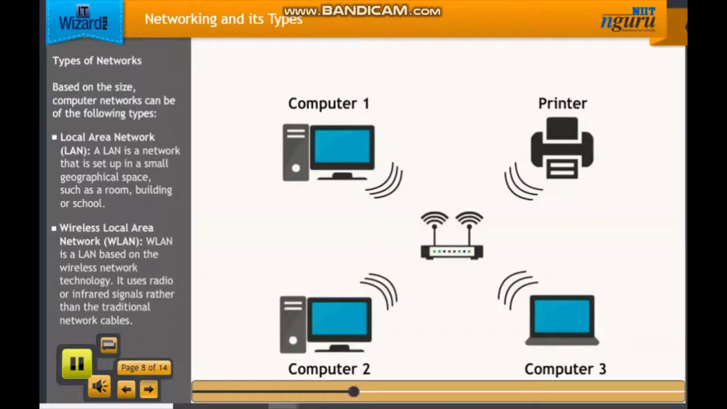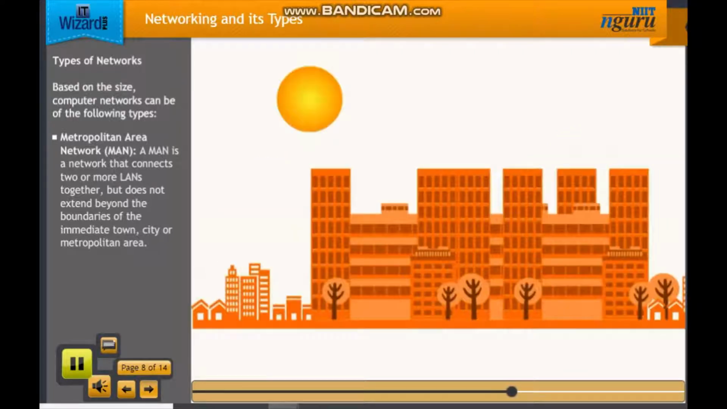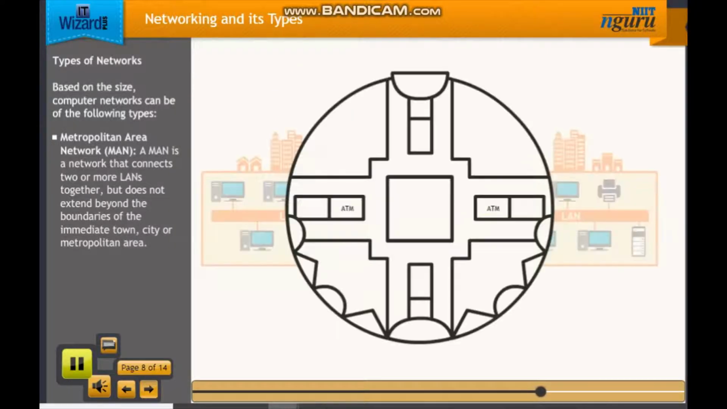Wireless Local Area Network or WLAN. WLAN is a LAN based on the wireless network technology. It uses radio or infrared signals rather than the traditional network cables. Metropolitan Area Network or MAN. A MAN is a network that connects two or more LANs together but does not extend beyond the boundaries of the immediate town, city, or metropolitan area. For example, various ATMs of a bank in the same city are connected through MAN.